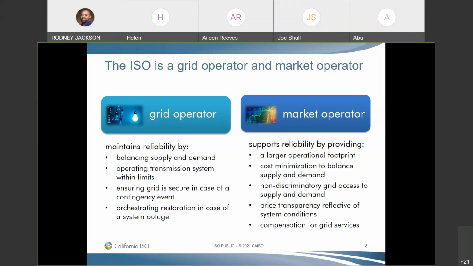But then what about the market operators? From a market standpoint, what do they do? Well, they support reliability by providing a larger operational footprint. They look at the bigger picture. They talk about cost optimization to balance supply versus demand, and non-discriminatory grid access to supply and demand, so we have to make sure that we're operating fairly. There's price transparency reflective of system conditions, and you can find this information on our website, and I'll show you where those resources are. And then there's compensation for grid services.